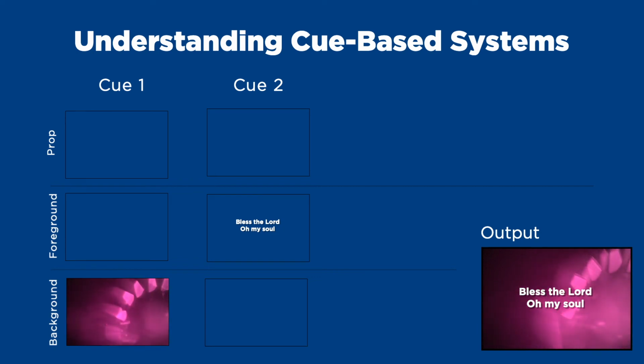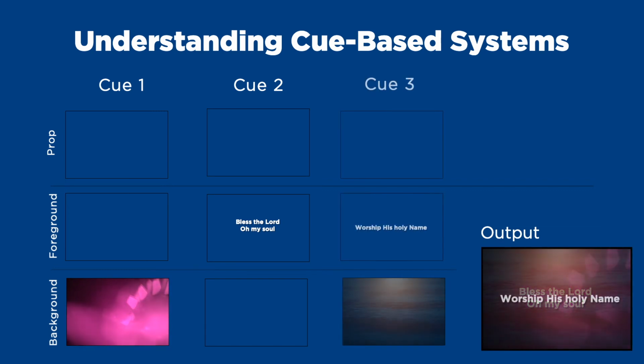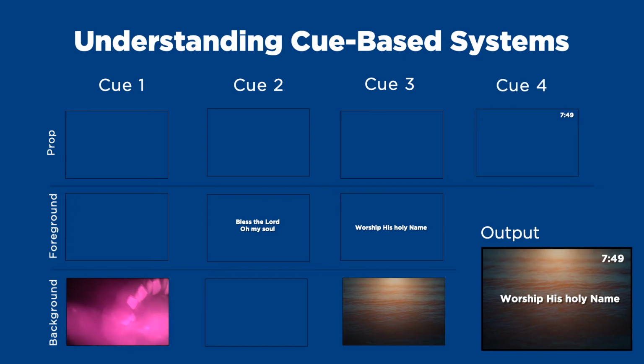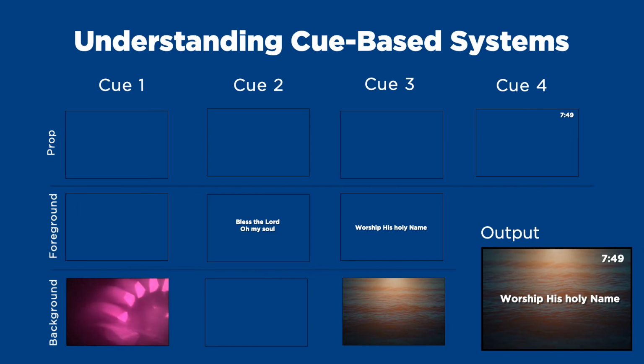Now if I want to change content in both of those layers, I can. So in Q3, we've changed both the foreground layer and the background layer. Now in Q4, or slide 4, we wanted to add a countdown. So we added that to the top. Notice how the lyrics and the background did not change, but the countdown was added to the top. This is how a queue-based system works. We can continually change different layers without affecting the other layers.